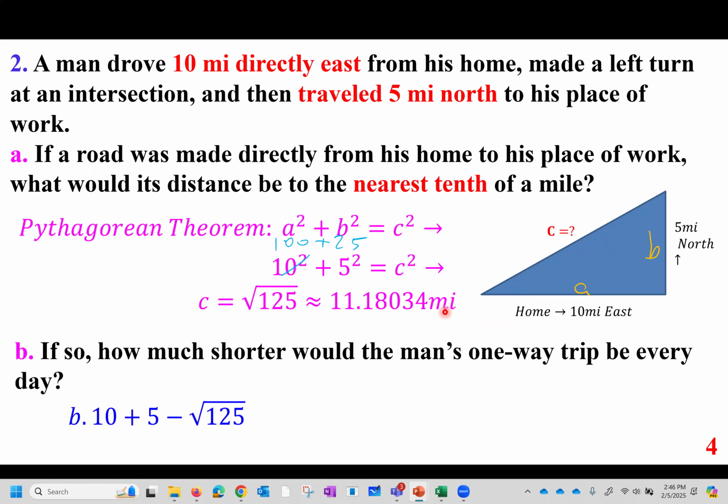So 10 plus 5 minus the square root of 125. Again, I'm using the square root of 125 to emphasize the importance of an exact answer. And we end up with roughly 3.8 miles. So if you subtract 11.2, you get about 3.8 miles. That's if we could go straight.